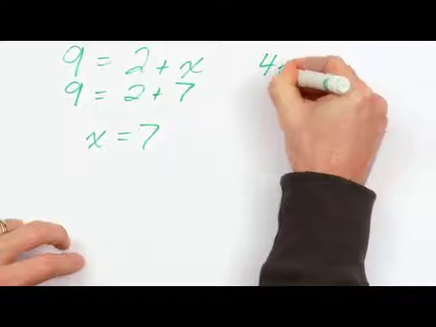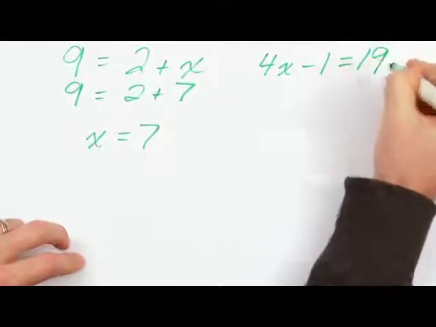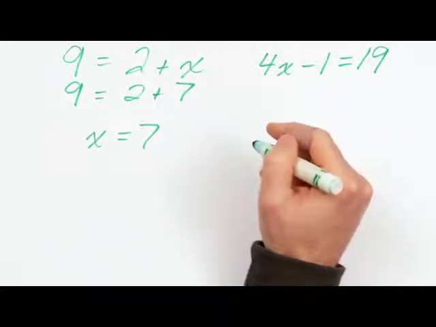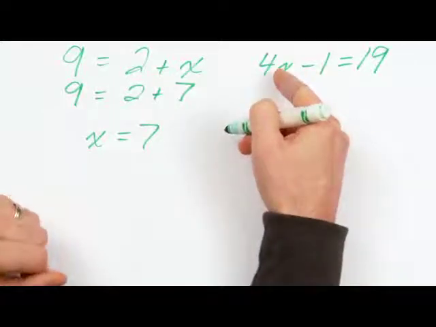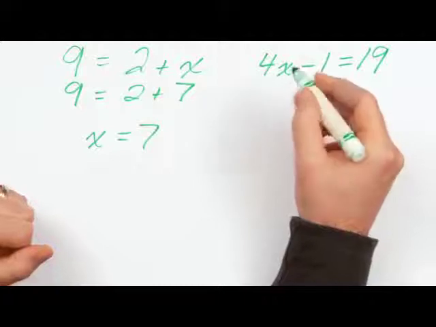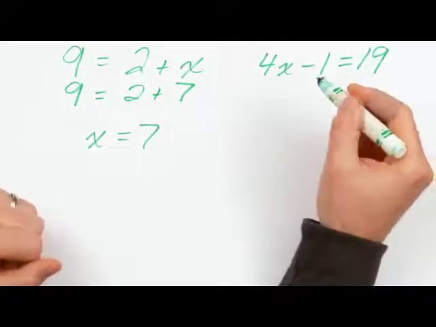So let's look at this one: 4 times x minus 1 equals 19. Well, first of all, we need to figure out what that really means. I read that as 1 less than 4 times some number has the same value as 19. So when thinking about this, I want to ask myself, 4 times what gets me close to 19?